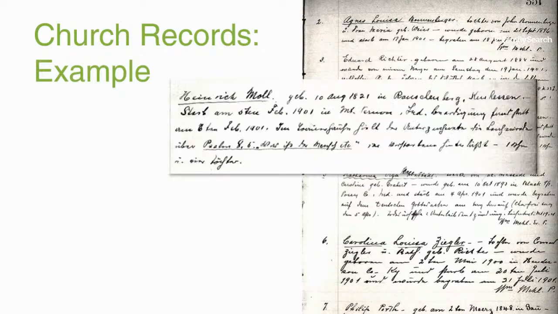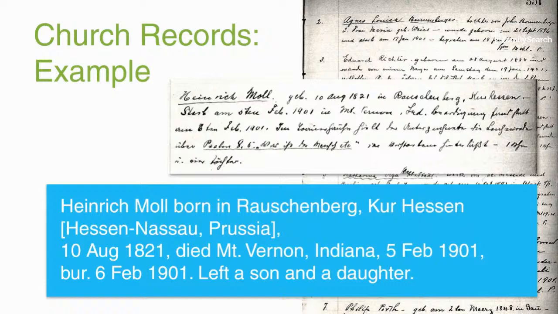So here we have an example. I won't make you read it, because it's in German. But this one says that Heinrich Mahl was born in that location in Prussia, the 10th of August, 1821, and died in Mount Vernon, Indiana. And he left a son and a daughter, which I love that they even included that in his burial record. So again, here's a U.S. record for an individual born in 1821 that gives us a town of birth. But you do want to track down those church records.